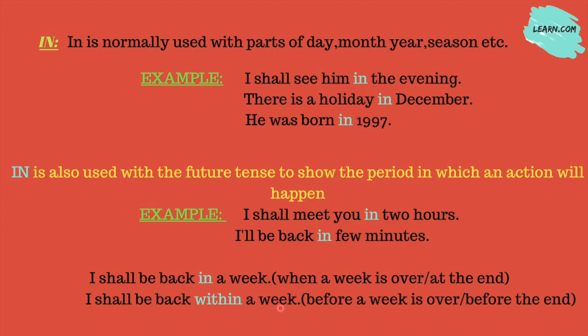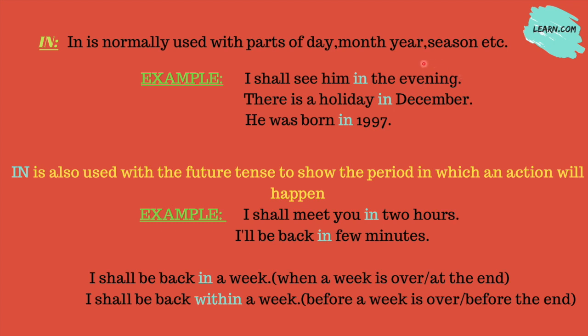Next one is "in". Now, "in" is normally used with parts of day, month, year, season, etc. Whenever we wish to talk about a particular section or a part of a day, part of a month, part of a year or a season, etc., that is, when we talk about a particular section of anything which I have mentioned here, we use "in". Like in the example, you can say, I shall see him in the evening.